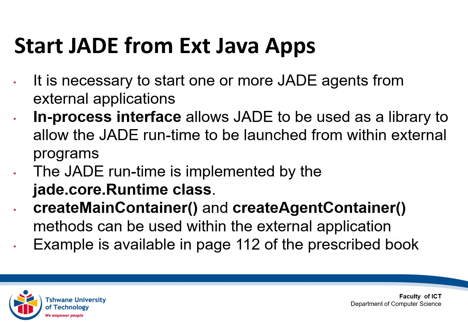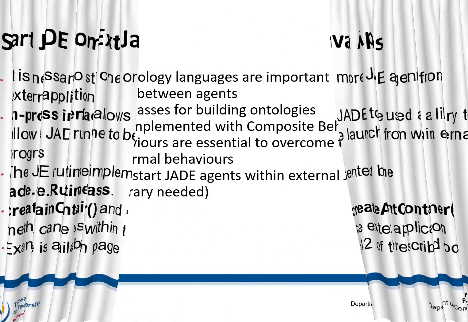For instance, if I asked you to demonstrate, using an external application, the migration of agents from the main container to another container, which perhaps was empty, this would become quite important. Okay, and I've asked that question in the past actually. So take note. There's an example on page 112 of the prescribed book, which I'd like you to look into, because this is very important and I cannot overemphasize this.